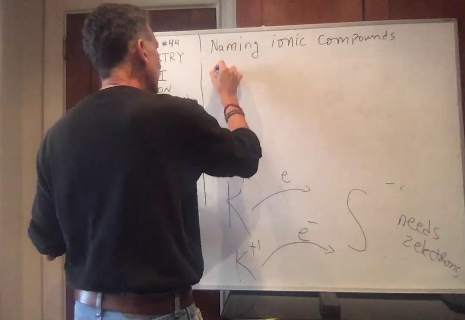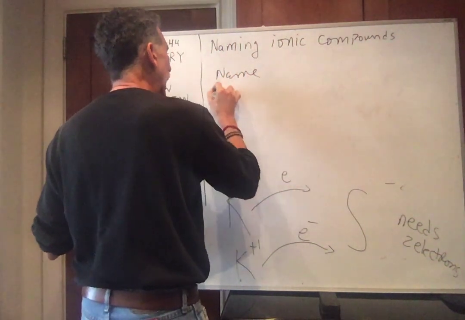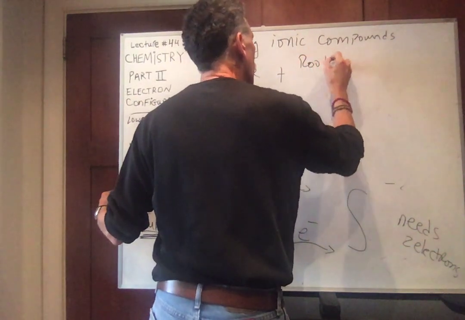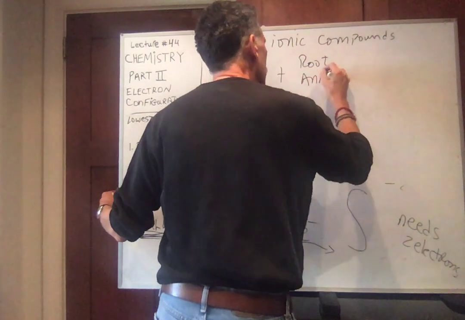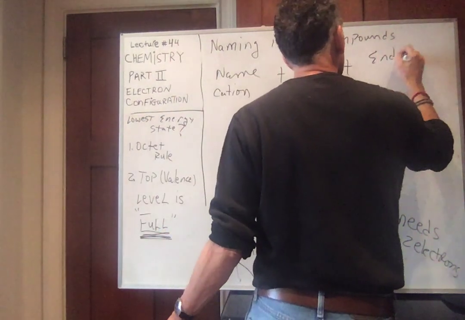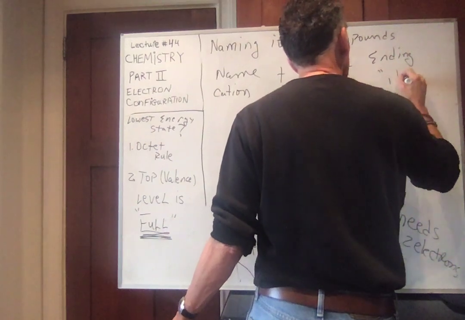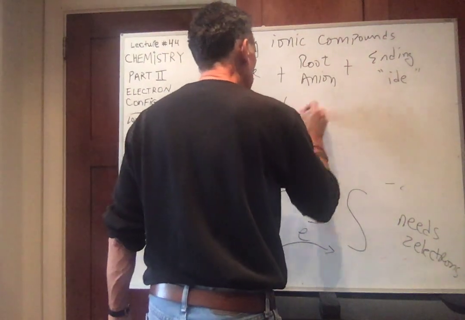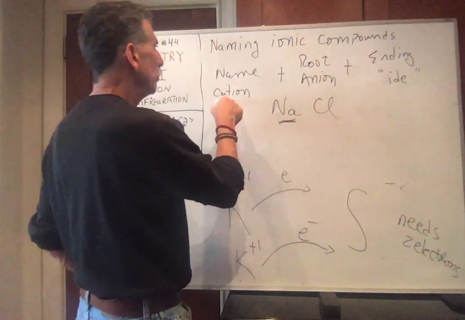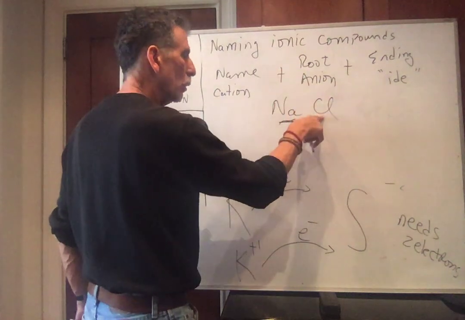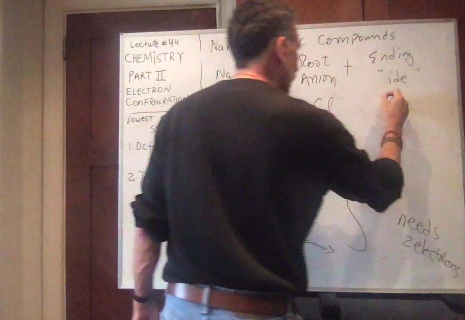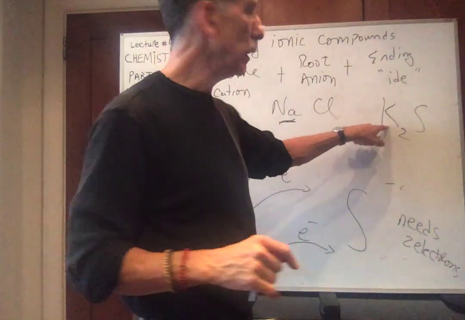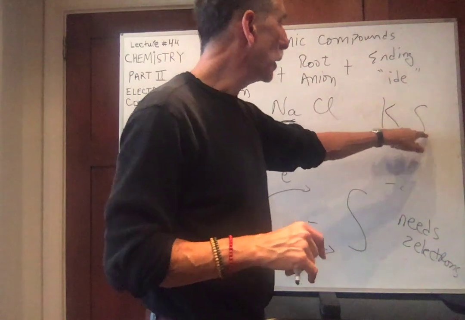Okay, what we do is we take the name of the cation, add it to the root of the anion, the negative ion, and add the ending -ide. So we know NaCl: sodium is the name of the cation, chloride. K2S: potassium is the name, sulfide.